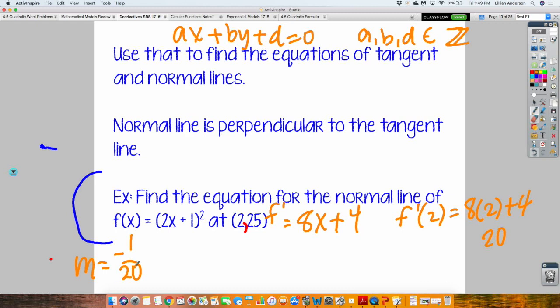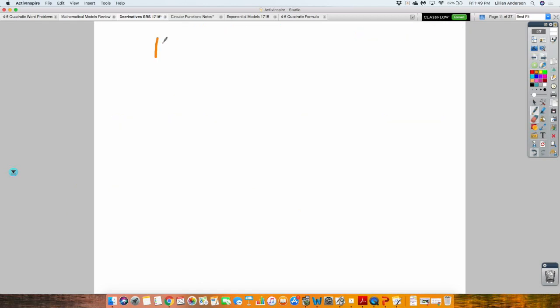So now that you have the slope of your normal line, you're able to find the equation of it because you have a point and you have the slope. Real quick, I'm going to take that slope and that point and do it all three ways. There's slope-intercept form, there's standard form, and what's the other one?